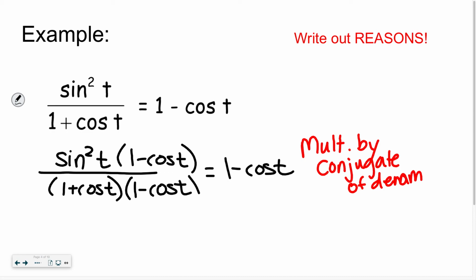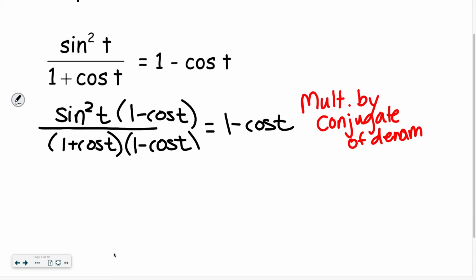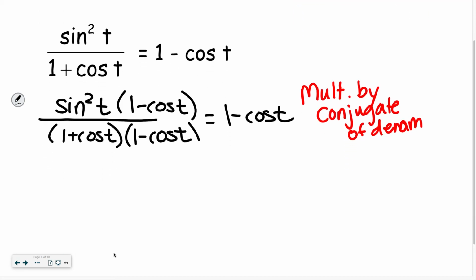Now this part, some people might look at that and they'll be like, well, now I can cross off the 1 minus cosine t's. But then you're right back to where you started, right? So the goal here is to recognize what multiplying by a conjugate can do for you. If you FOIL out or distribute these two factors in the denominator, 1 times 1 is 1. On the outside, I'd get a negative cosine t. On the inside, I'd get a positive cosine t, which will cancel out. So I really just right now have 1.